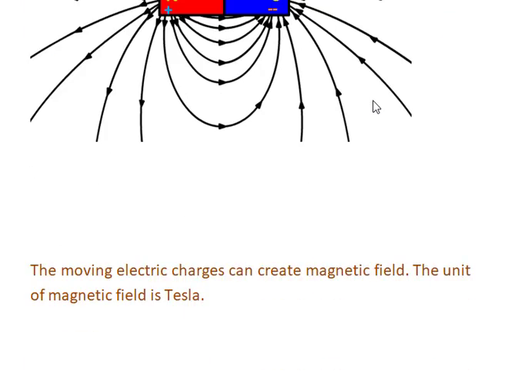In the same way, we can also create an artificial magnetic field. Electric charges, electrons or positrons, can create a magnetic field. When an electron moves through a conductor, it also produces a magnetic field. The unit for the magnetic field is called Tesla.